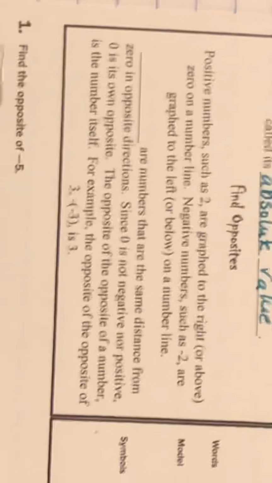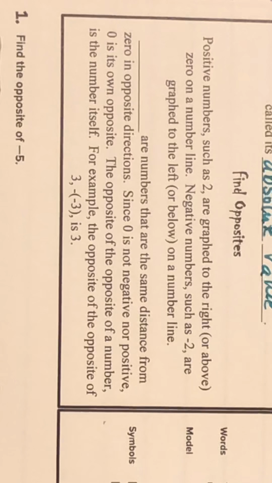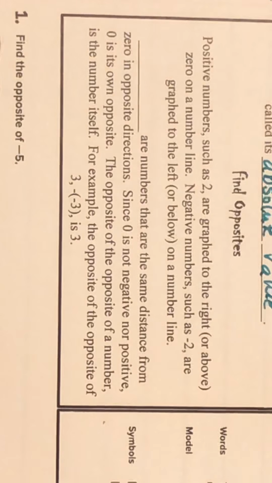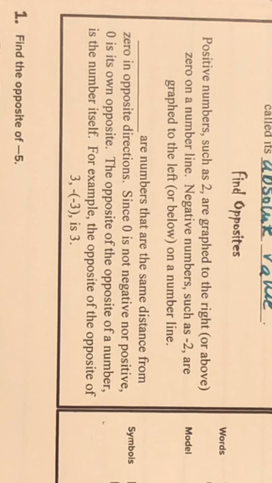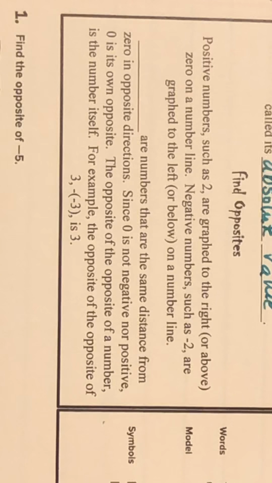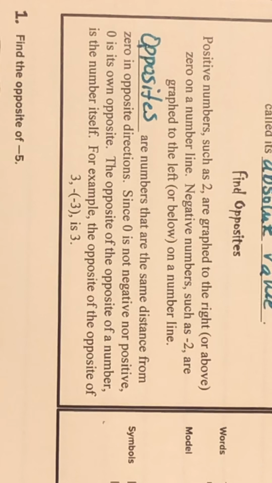So finding opposites. Positive numbers such as 2 are graphed to the right or above 0 on a number line. Negative numbers such as -2 are graphed to the left or below on a number line. Blank are numbers that are the same distance from 0 in opposite directions. In that blank, you're going to write opposites. So opposites are numbers that are the same distance from 0 in opposite directions.